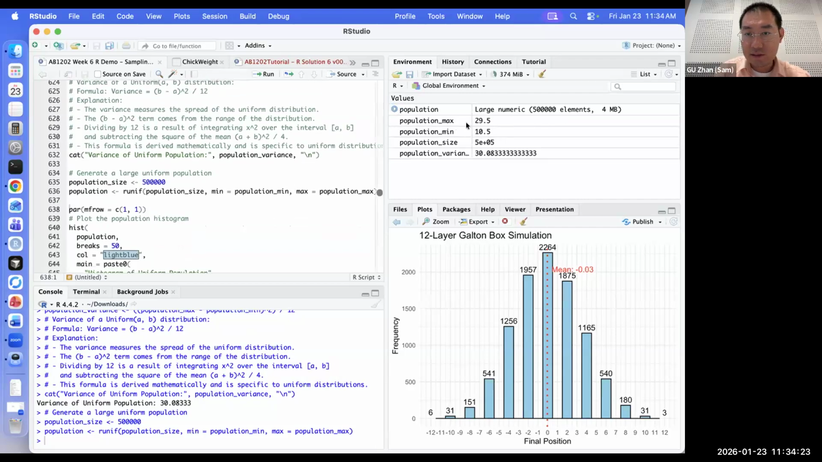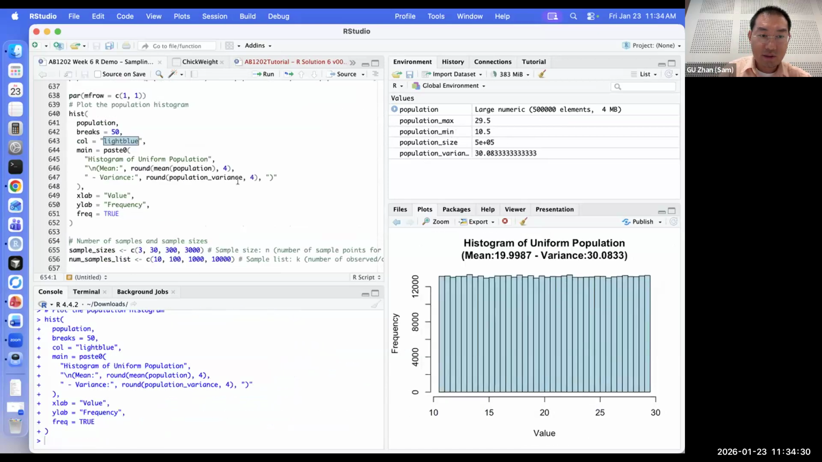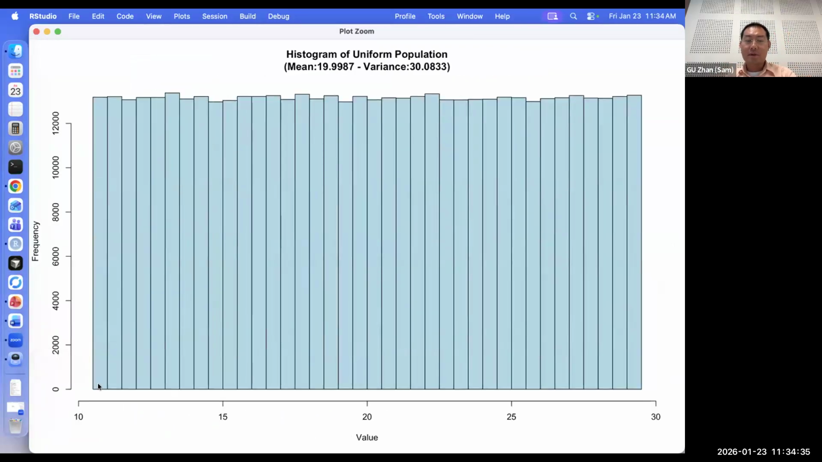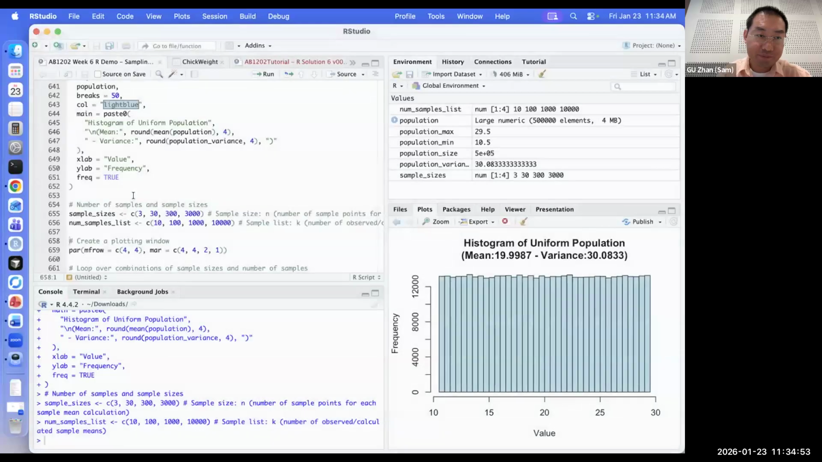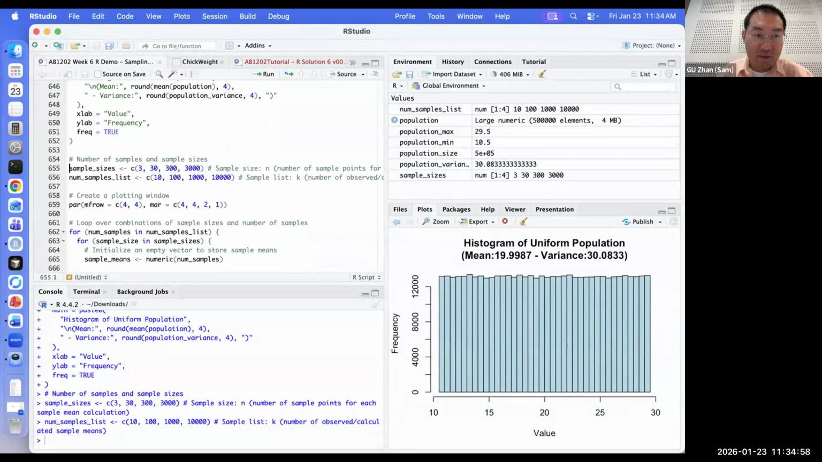Then we can see the maximum, minimum, size, and variance of this population. Next we are drawing this. This is the population that we created from about 10 to 30. The mean value is about 20, and the variance is 30. So just remember these few numbers: minimum 10, maximum 30, mean value 20, variance 30.